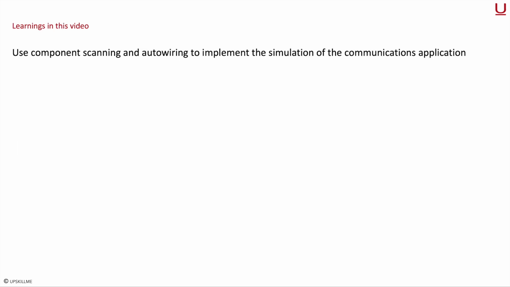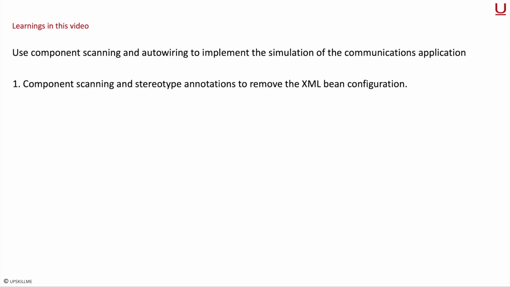In today's video, I will throw some light on the practicality of the concepts taught in the last video. If you remember, we did implement the simulation of a real-world production application which sends communication to users over various channels. In that application, I was using XML to configure and wire beans together. In this video, I will first use the concept of component scanning and stereotype annotations to remove the XML bean configuration. Next, I will use auto-wiring to wire beans together, and finally, I will demo the running application.